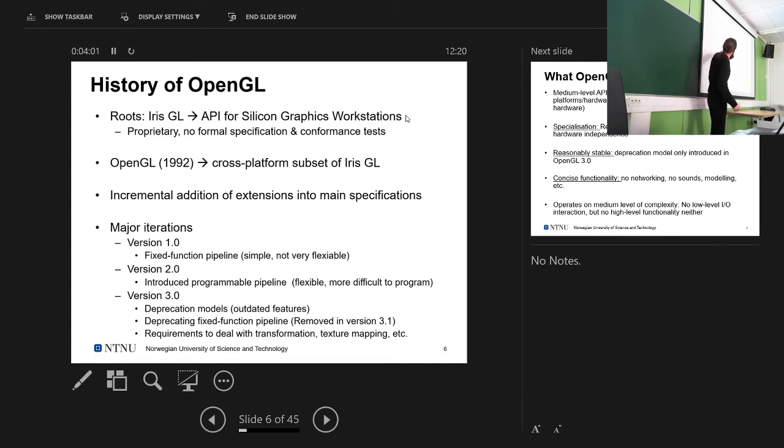And then you had some incremental additions to this cross-platform subset over the years. There have been many iterations, version 1, 2, 3, and now we're up to 4.6. Version 1 was basically a simple fixed function pipeline, meaning that you really didn't have much possibility for programming. You could tweak certain parameters to change things, but it was not very flexible. So in version 2.0, they introduced a programmable pipeline, which I will show in a little while, to give more flexibility to the programmer. The programming is basically done through what are called shaders.